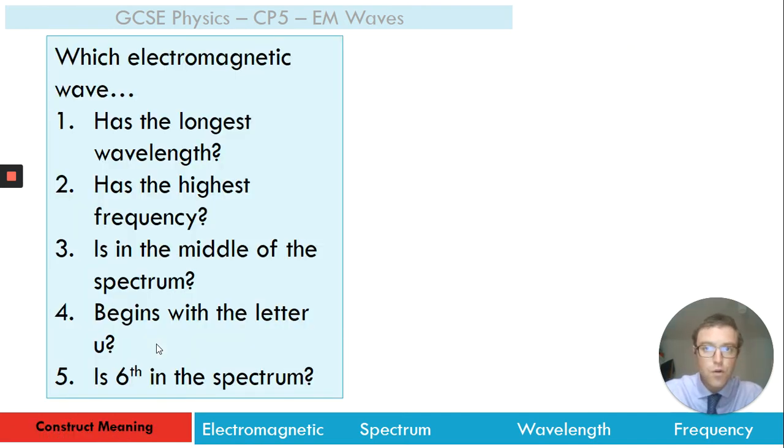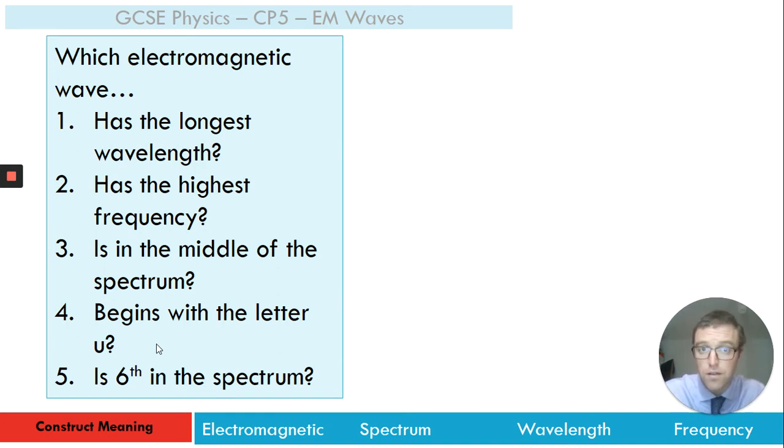Okay, quick quiz, continue. Quick quiz part 2, shall we say? Have a go at these. Which part has the longest wavelength? Which part has the highest frequency? Which part is in the middle of the spectrum if you order them from left to right? What begins with a U, and what is 6th in the spectrum going from radio one side across? Okay, pause the video and give this a go.